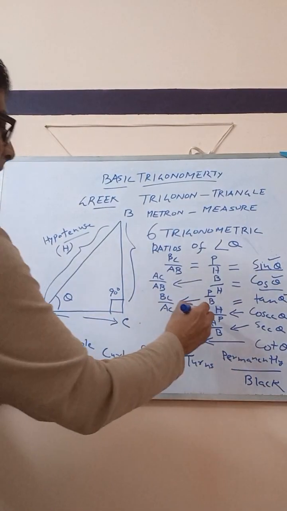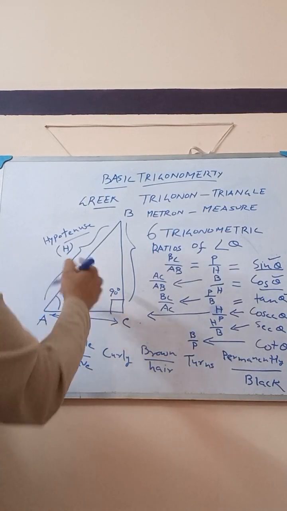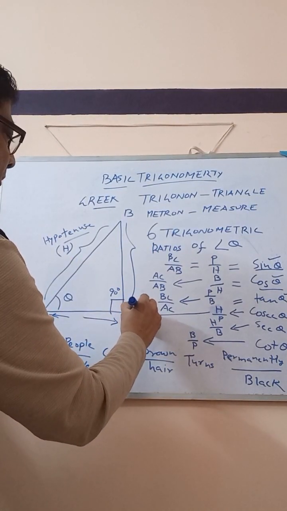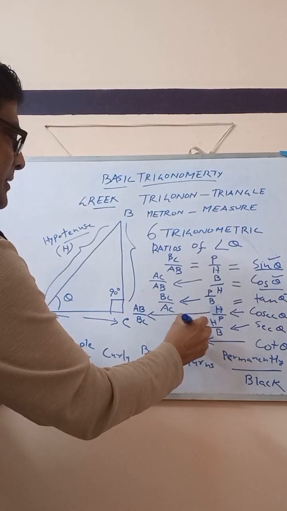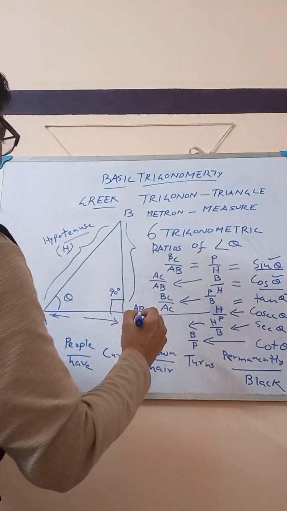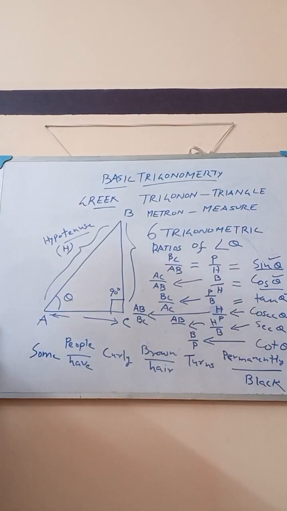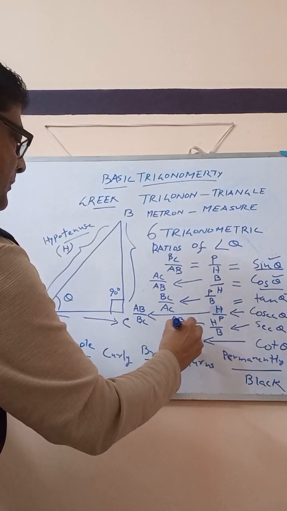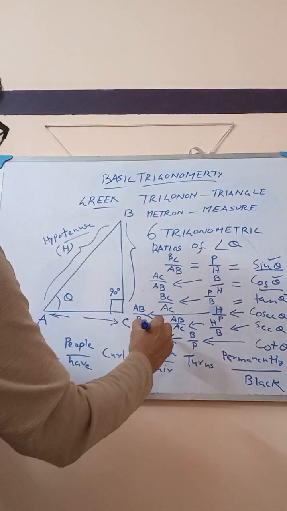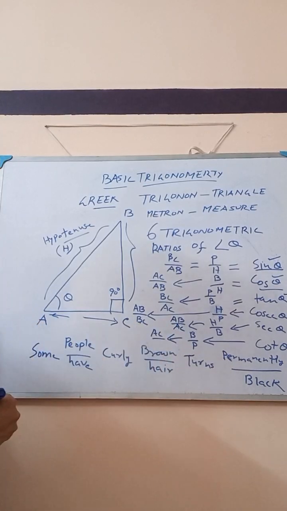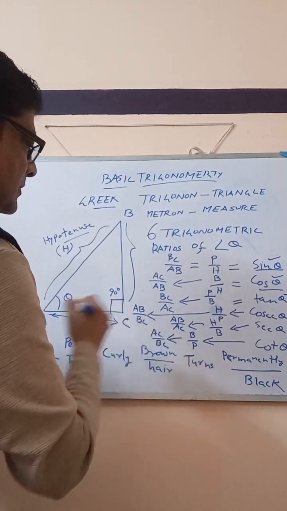So cosec theta is H by P, that means hypotenuse AB divided by BC. Now this is H by B, that means hypotenuse AB divided by base AC. And this is B by P, that means base AC divided by perpendicular BC. Got it?